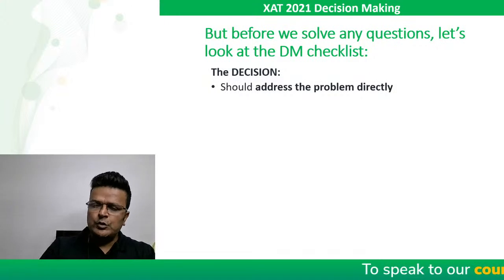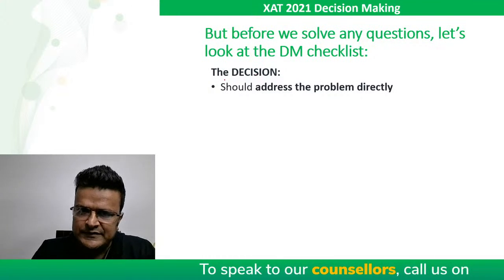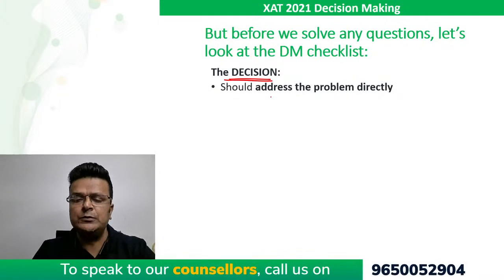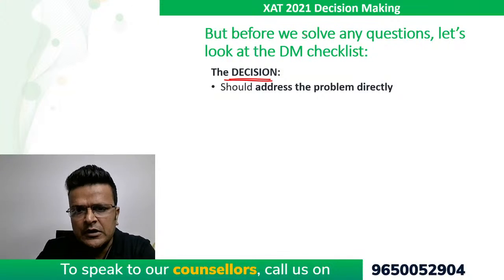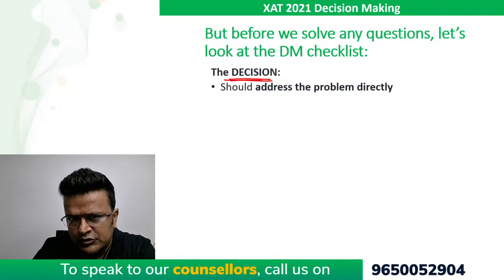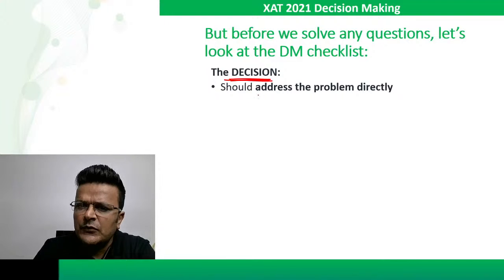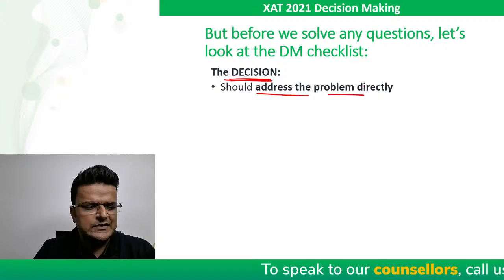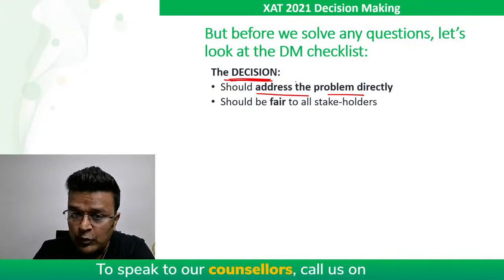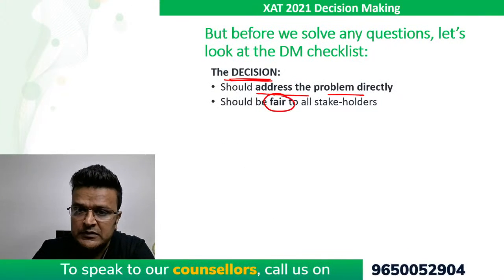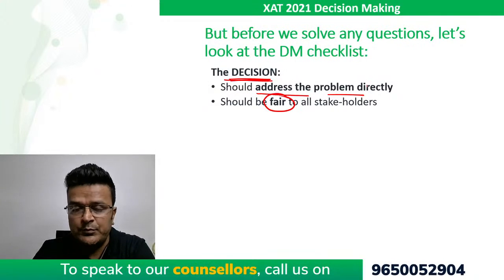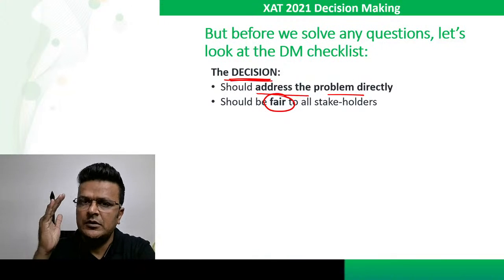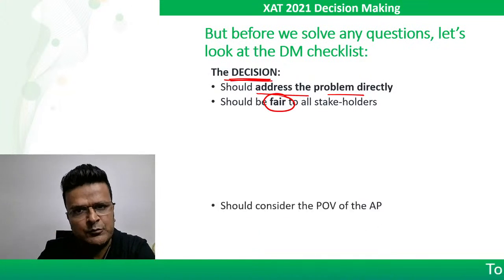Okay, so whenever you're doing a decision making question for an exam like XAT, and I strongly suggest that you do my previous classes also, so that you have a broad idea. Whenever you are making a choice in DM questions, your answer should always address the problem directly. That's the first principle we follow. Second principle we follow is we have to make a fair choice. So you're not supposed to do injustice, right? Injustice nahi chalega. That's a cornerstone of DM questions.